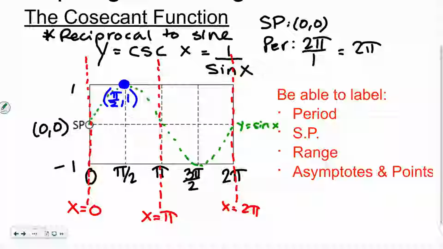There's one point I skipped over, 3 pi halves, and that gives me a sine value of -1. Well, the reciprocal of -1 is also -1. So just like up here at this max point, the top of my mountain, at the bottom of my valley, that's a point those two graphs share, because the reciprocal of 1 is 1, and the reciprocal of -1 is -1. So this is also a point on my cosecant graph.